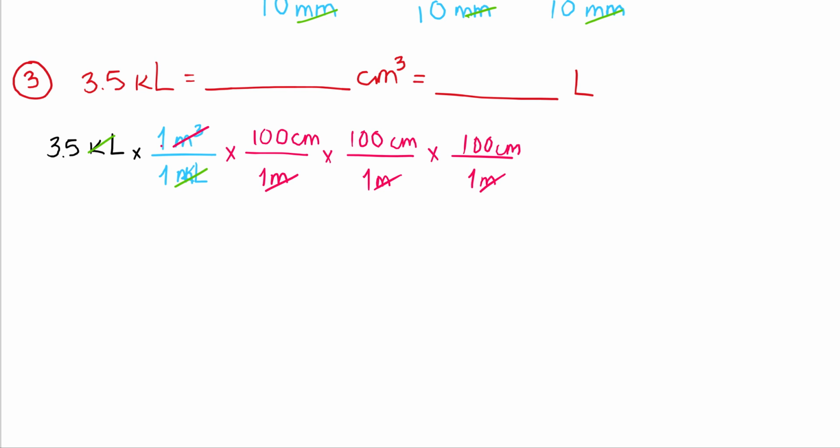So I have to multiply by 100 by 100 by 100, which means that I'm moving the digits, making it bigger, pushing it to the side 6 times because I have 6 zeros. So that means that my answer is going to be 3, 5, and 5 zeros: 3,500,000 cube centimeters.